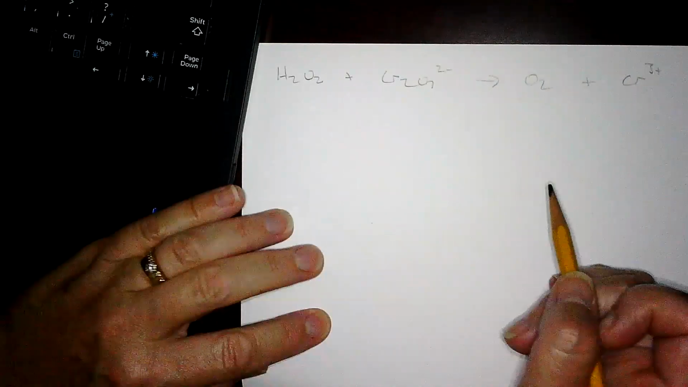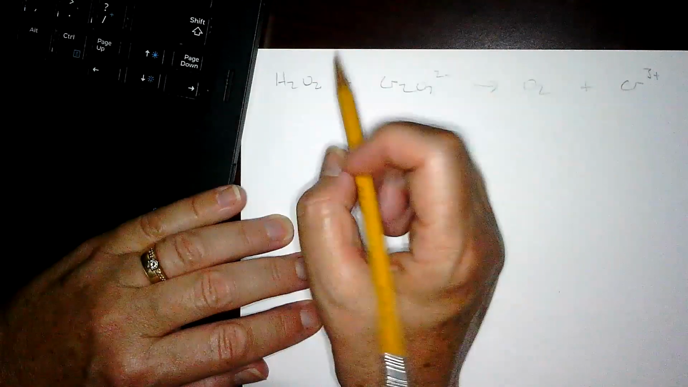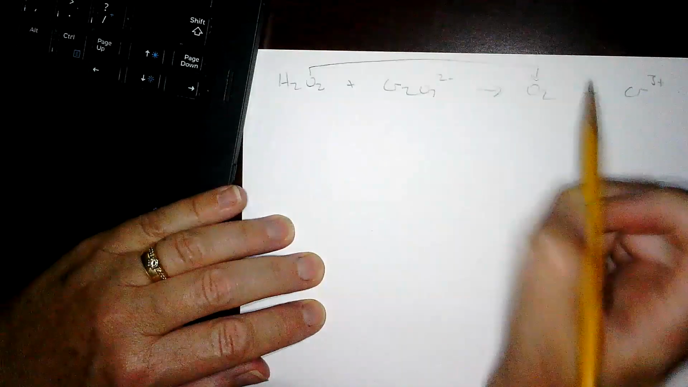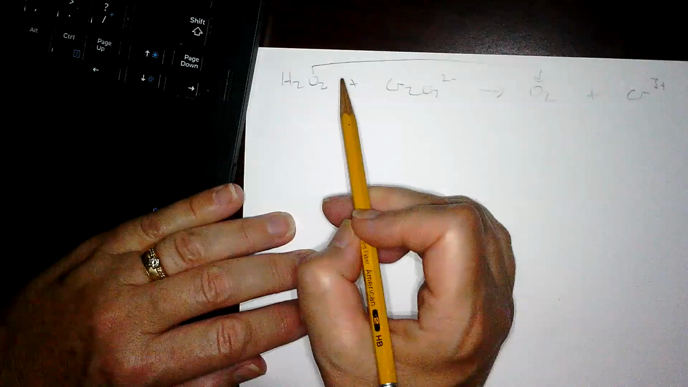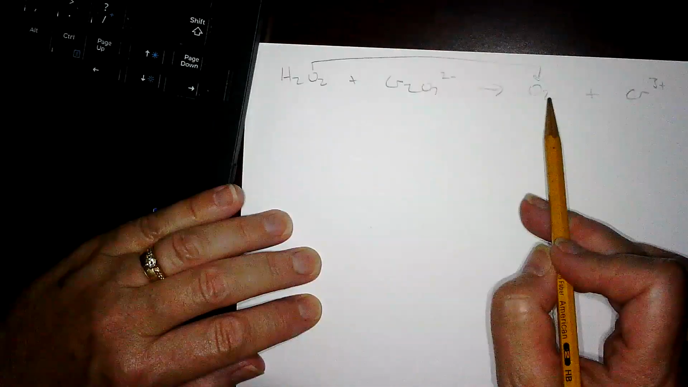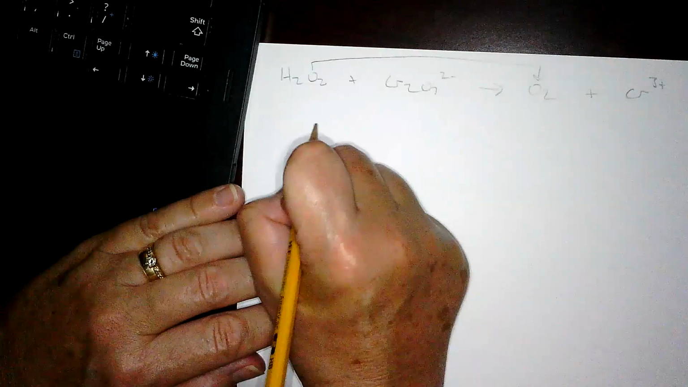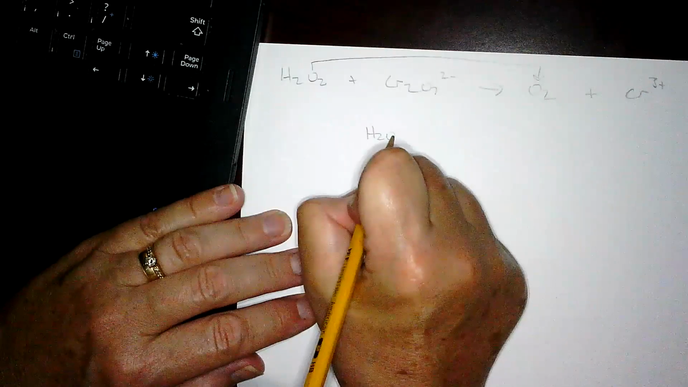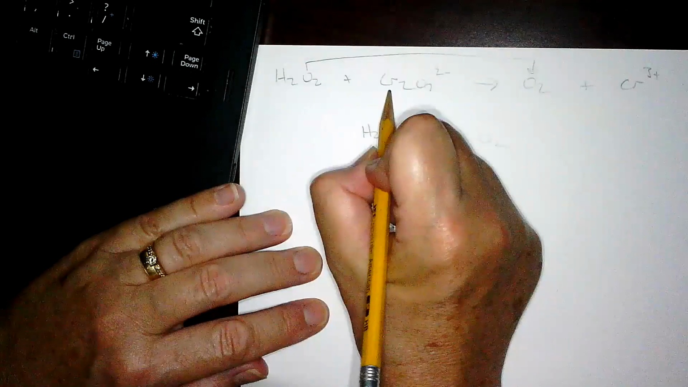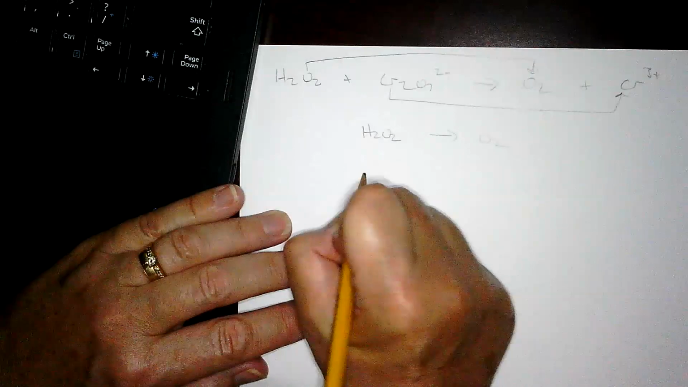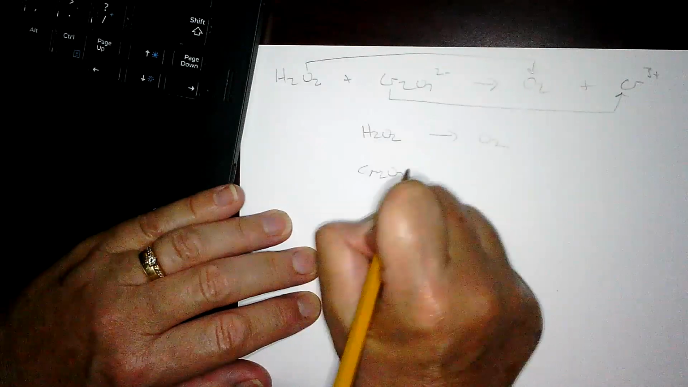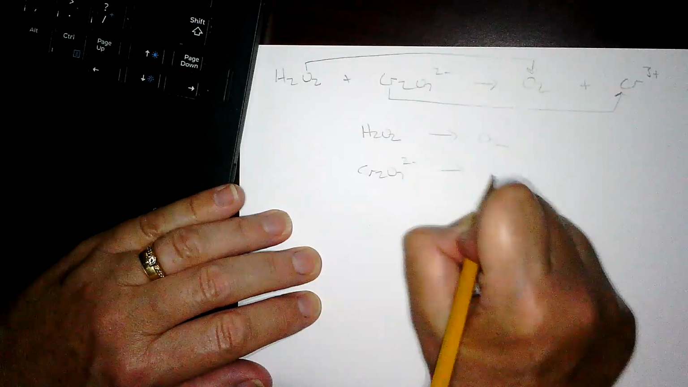So if we look here, the oxygen here is changing its oxidation state. It's going from a -2, actually this is a -1 because it's peroxide, -1 to a 0. Okay, so we'll write that. We've got H2O2 yields O2. And then our chromate is also changing. So I'm going to put that down just a little bit. We've got Cr2O7 2- goes to Cr 3+.